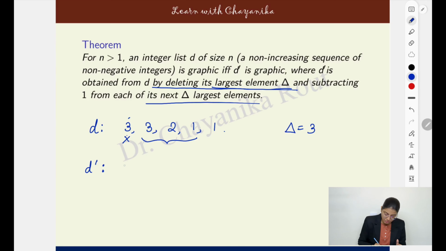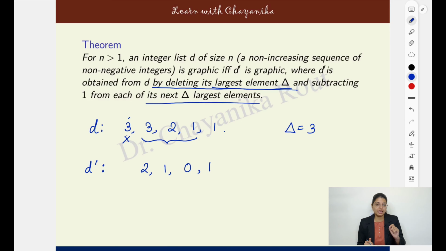So I am deleting this 3, so I won't be writing this 3 again in the next sequence D dash, and these 3 elements, 3, 2 and 1, will suffer a reduction in their values each by 1. So 3 becomes 2, 2 becomes 1, and this 1 becomes 0. And this reduction is suffered by only the next delta elements, that is the next 3 elements, because I am deleting the value 3. And the last element present in the sequence will remain as it is without suffering any decrement. So that is how we obtain the sequence D dash, and the theorem goes like this: if the sequence D dash is graphic, then the original sequence D is also graphic.